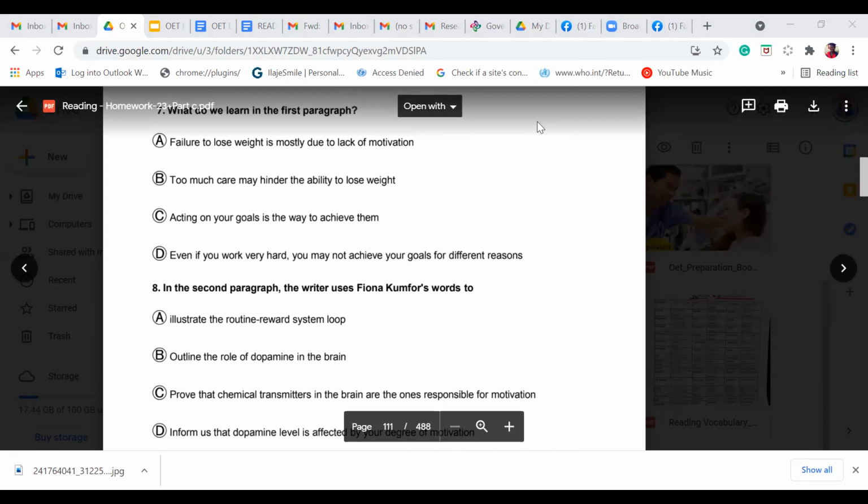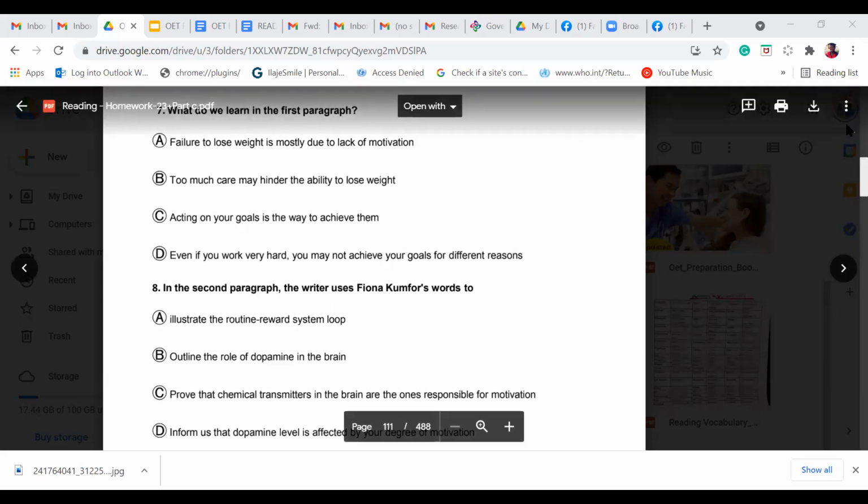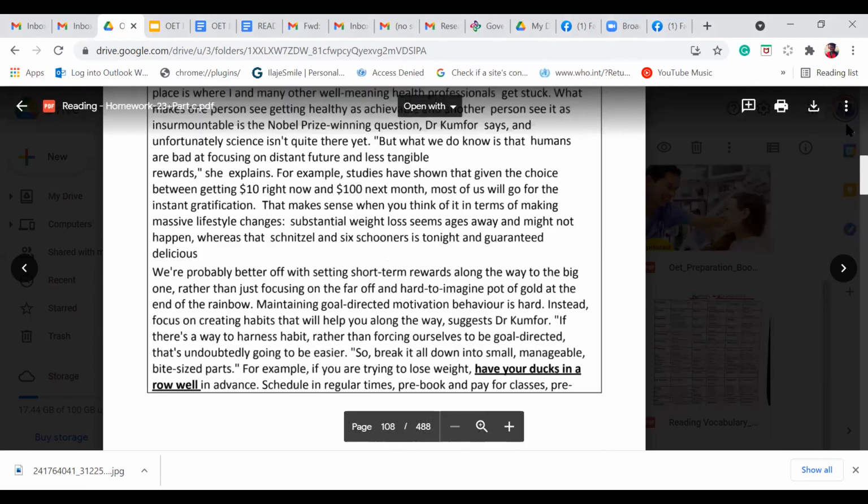All right. The answer is A. It's clearly stated there. Fiona Comfort was talking about the routine reward system loop. So it's right there. Let's go back to it and check again to confirm.